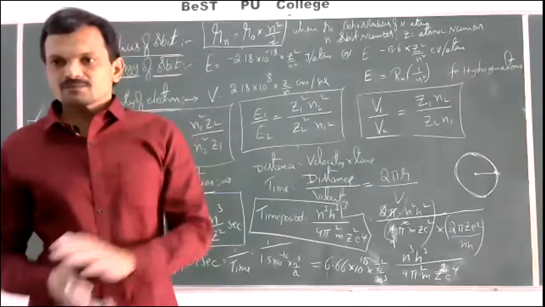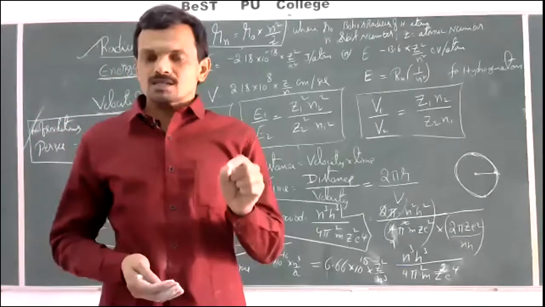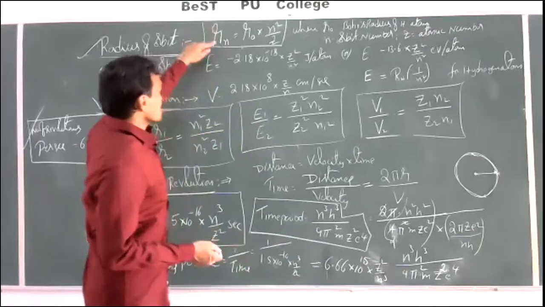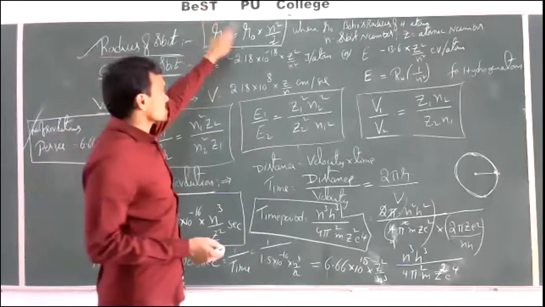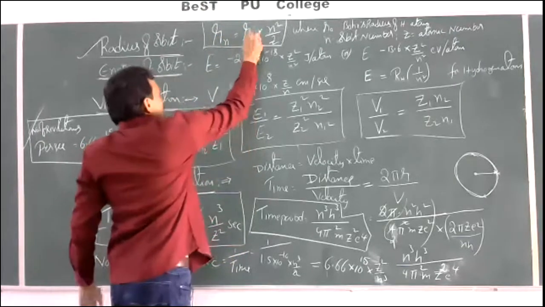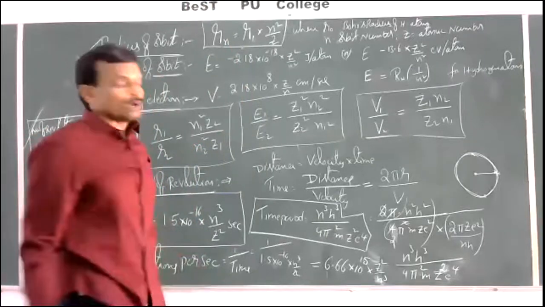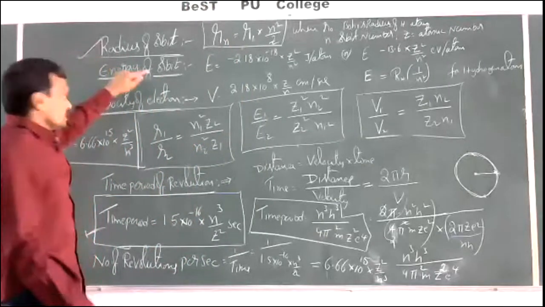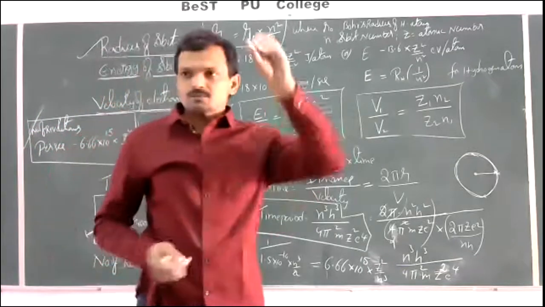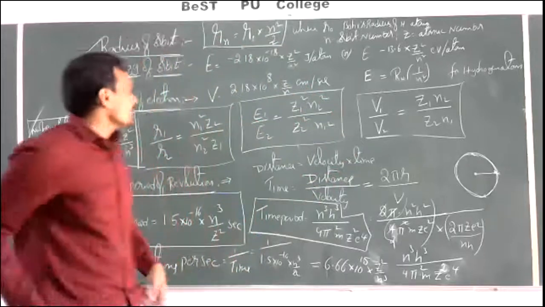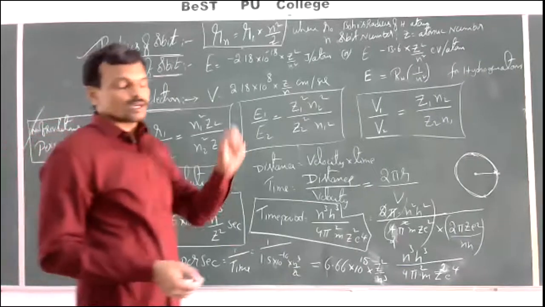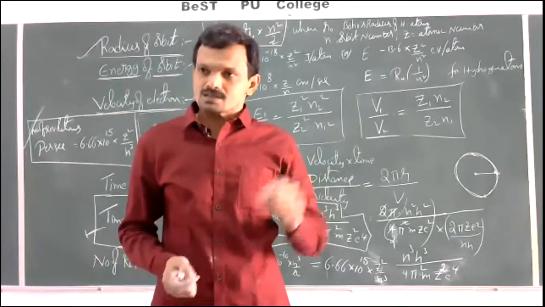Radius of the orbit R is equal to n square h square by 4 pi square mz e square. And the radius of the nth orbit is equal to Bohr's radius, that is the radius of the first orbit, into, you can write r1 into n square by z. Then energy of the orbit, energy E is equal to minus 2 pi square mz square e power 4 by n square h square.